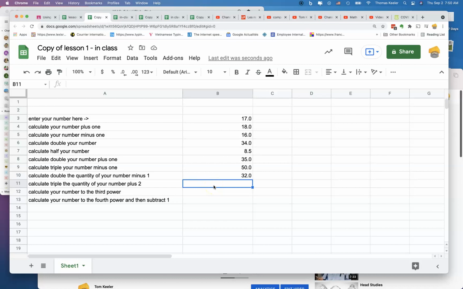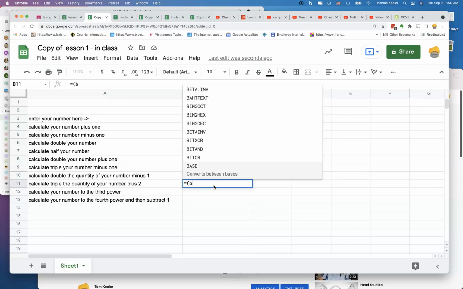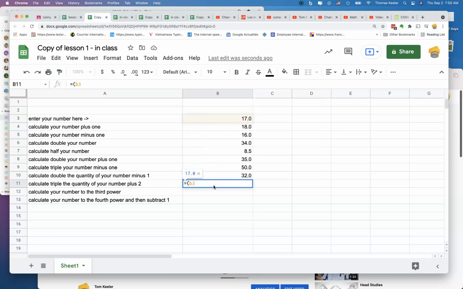So triple the quantity, your number plus 2. So we're going to read that to mean, and it isn't as if it could only be interpreted this way, but we're going to take our number plus 2, and we're going to triple that. Okay, so that would be the way I wanted that to be, but I wouldn't say the language came out entirely clear. So we add 2 to our number, 19. 3 times 19 is 57.